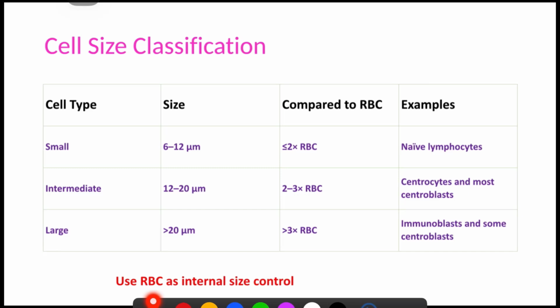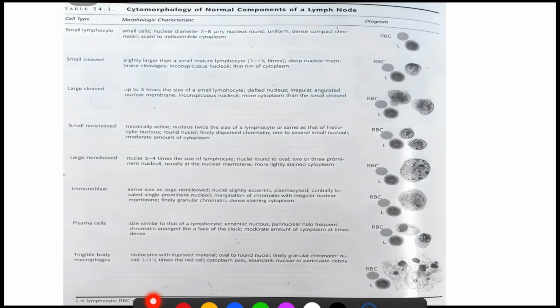The small cells are less than or equal to 2 times RBC and they are naive or inactivated lymphocytes. Now intermediate cells are centrocytes and some of the centroblasts. They are 2 to 3 times of RBC, 12 to 20 micron size. Large cells are more than 20 micron and more than 3 times of RBC size. So these are immunoblast and some centroblast, right? So basically you have to use RBC in your smear as an internal size control.